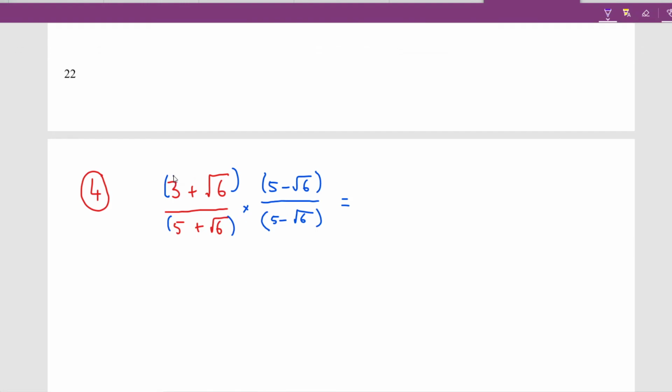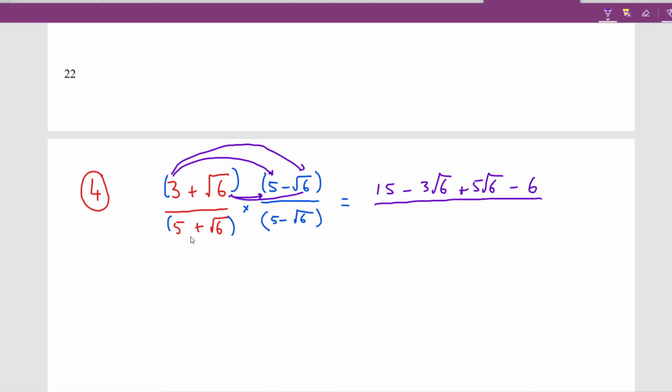Let's multiply this out. So we've got 3 times 5, which is going to give me 15. You've got 3 times minus root 6, which is going to give me minus 3 root 6. Then you got root 6 times the 5, which gives me a positive 5 root 6, and you got root 6 times root 6, and positive negative makes a negative. Root 6 times root 6 is just 6, all over.